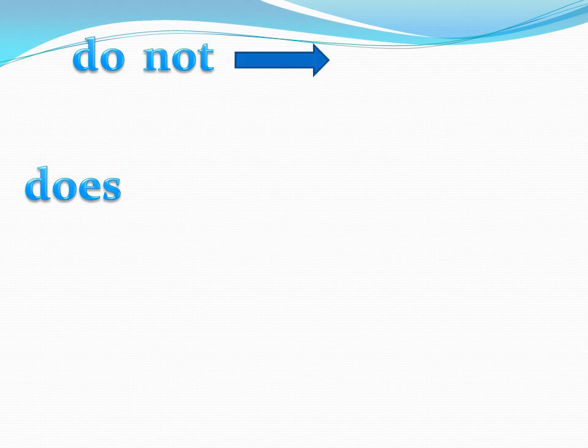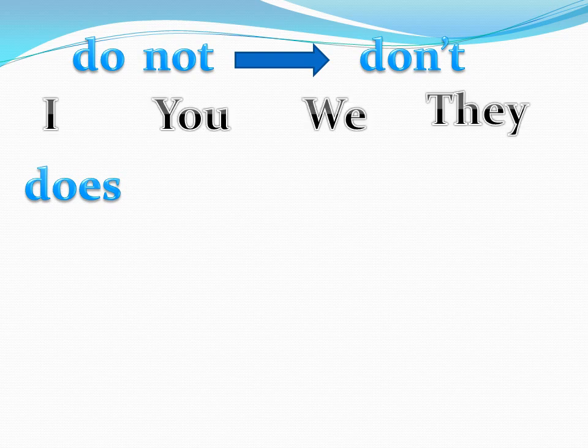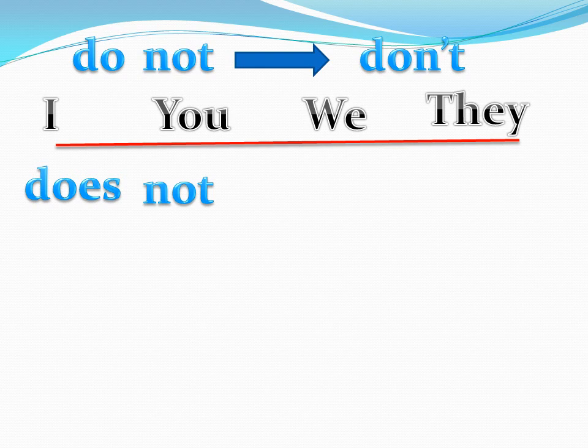So what should we do? We have to bring someone to carry them. It's a baby not, so someone has to carry it. Who will carry baby not? Do and does. So do and does will come and carry baby not in Mr. PS. So do will be do not or don't, and we will use do not or don't with the bad students: I, you, we, and they. Does will carry not and will become doesn't.